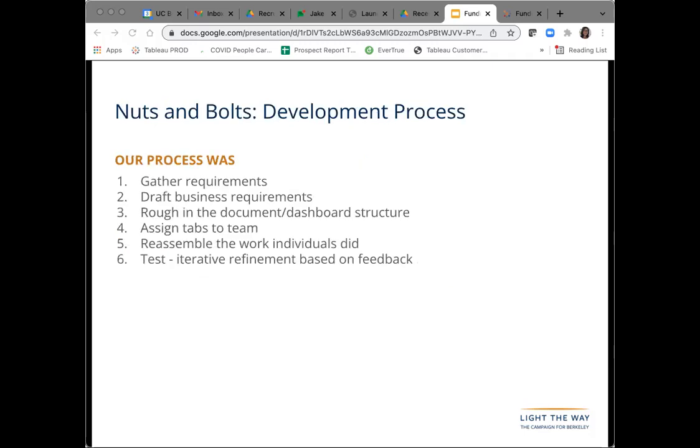So I'm going to turn this over now to Jake. He's going to cover the development process and the challenges and lessons learned that we had through that process. Jake. Thanks, Tam.